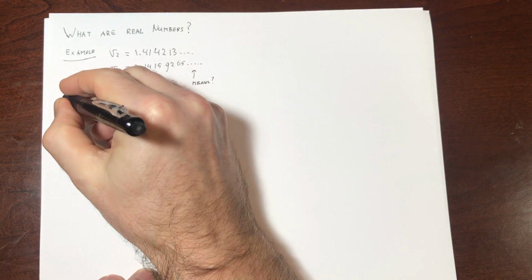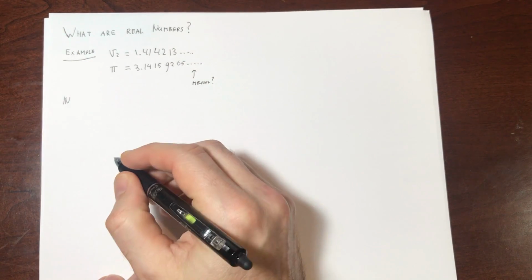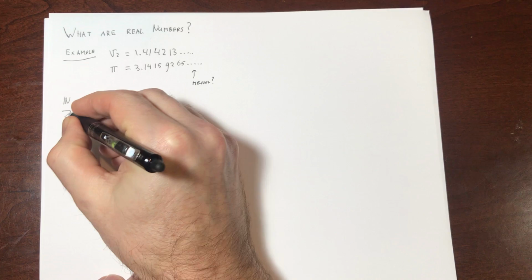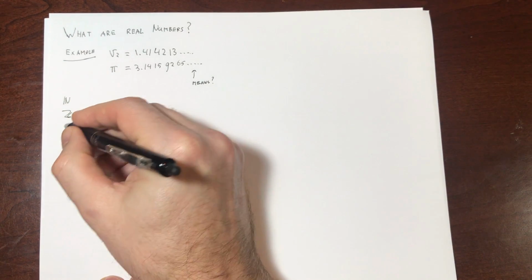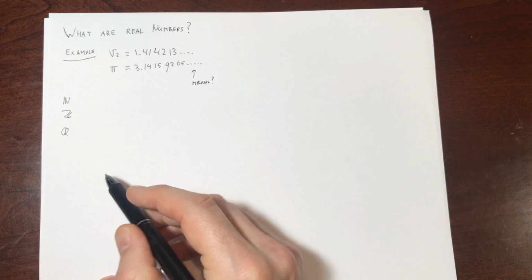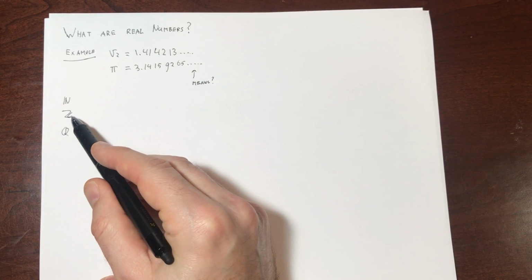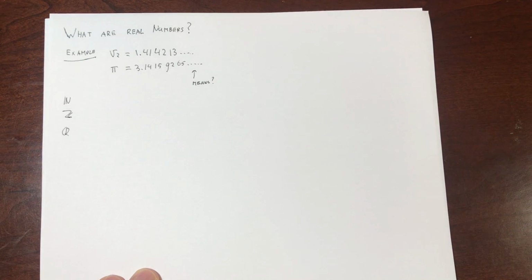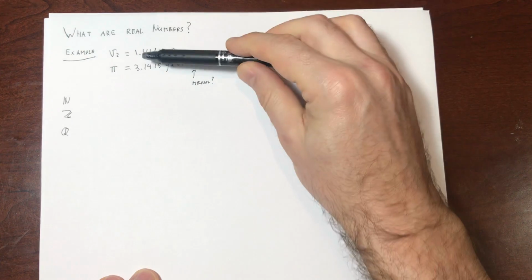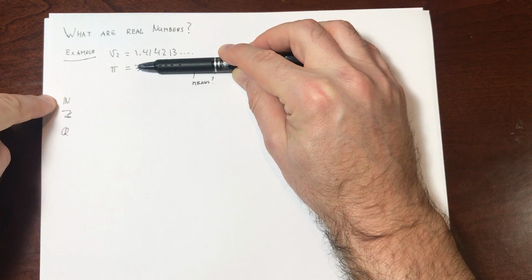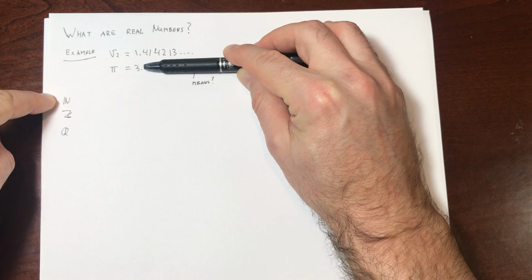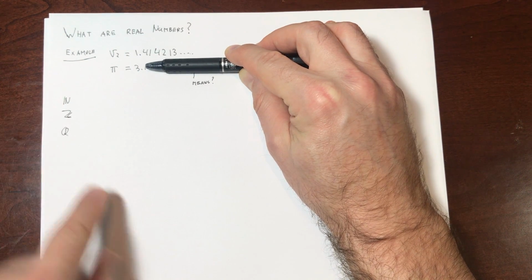Okay, so we know what the natural numbers are. We know what the integers are, and then we know what the rational numbers are. Basically, they're written as fractions of integers. But then what's this here? Well, we can understand this part. That's a natural number. And 3.1, that's a rational number.